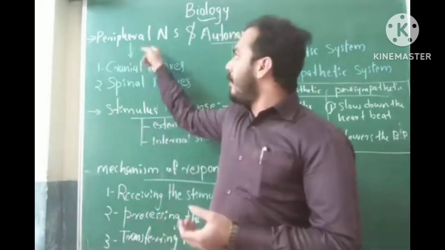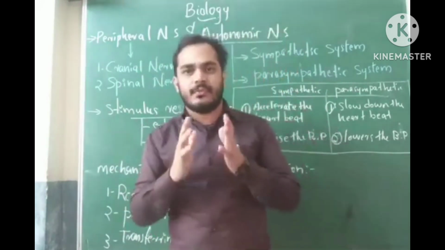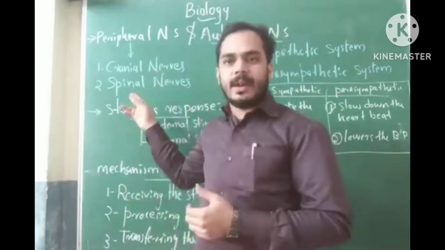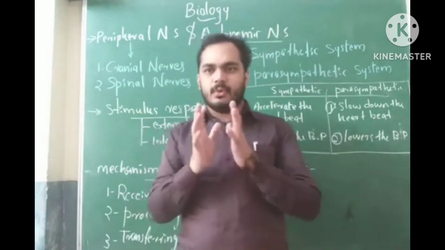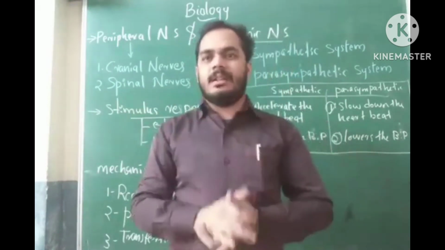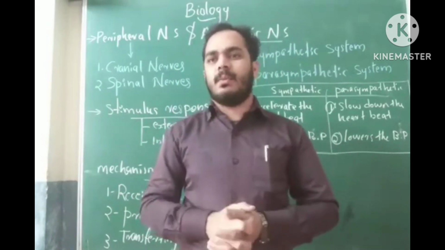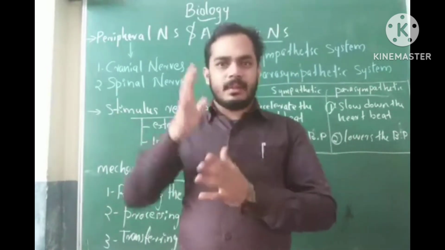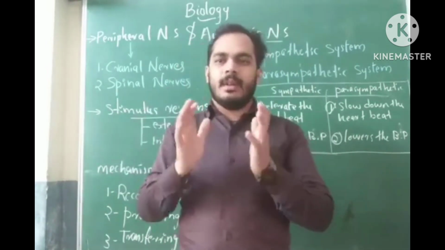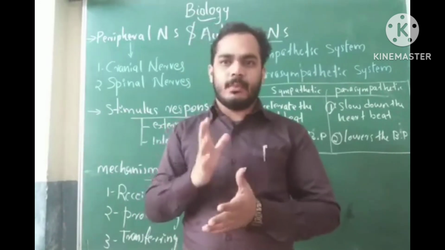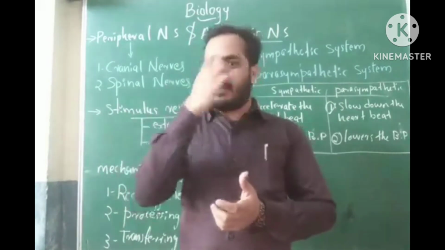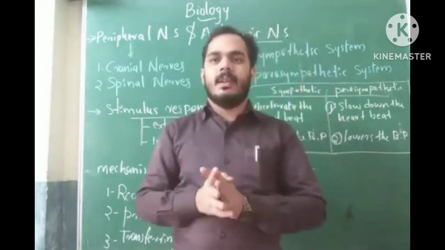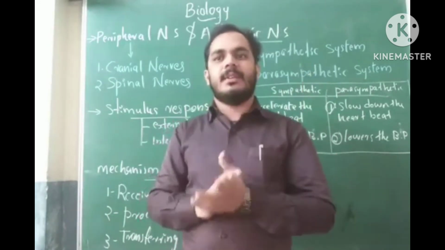The first one, the peripheral nervous system, consists of two types of nerve fibers: the first one, cranial nerves, and the second one, spinal nerves. First of all, you want to know what the cranial nerves are and where they are present in the body. The cranial nerves emerge from the brain. There are 12 pairs of cranial nerves in the human body, all distributed in the head region, transmitting and receiving impulses.